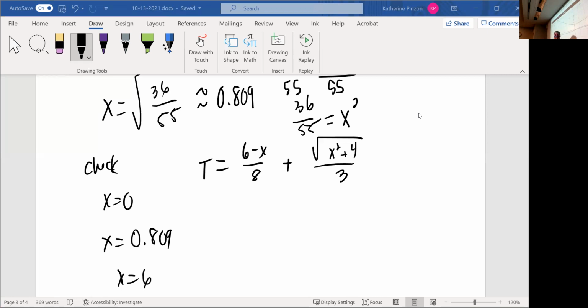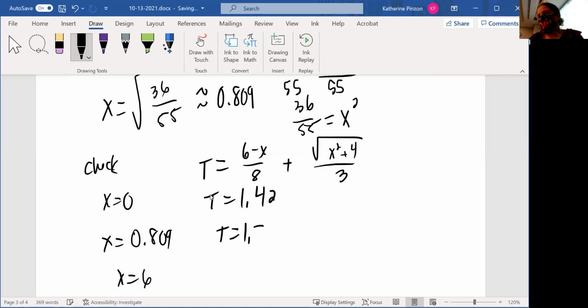And these are the numbers I got: 1.42, 1.37, and 2.11. So I got 1.42, 1.37, and 2.11. Time is in what units?